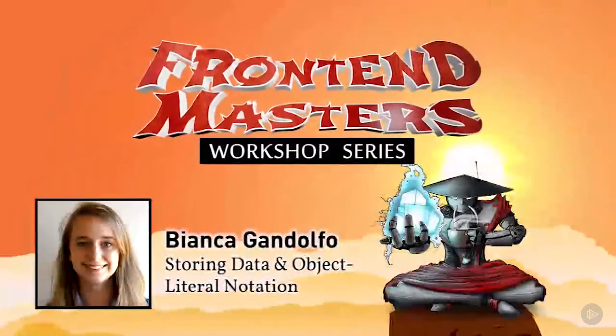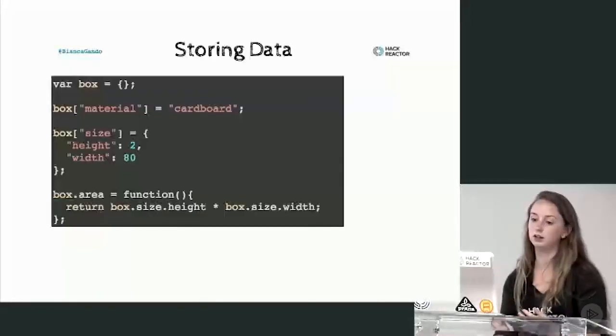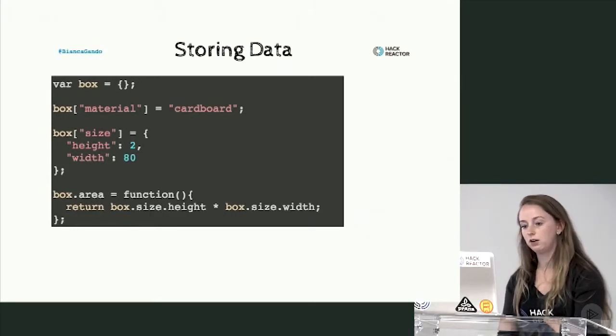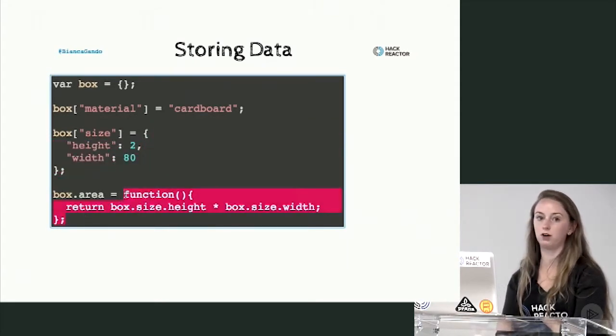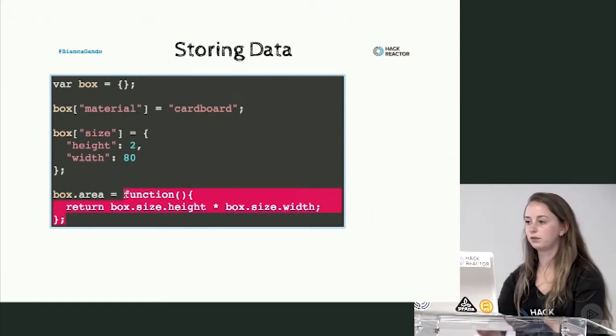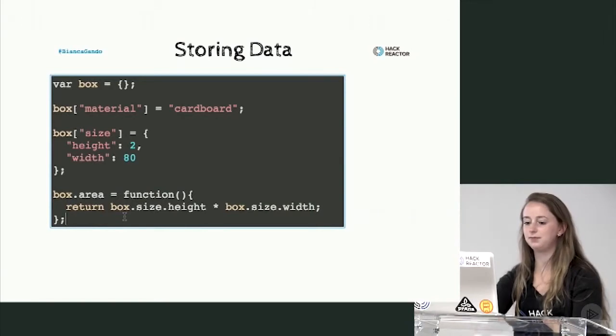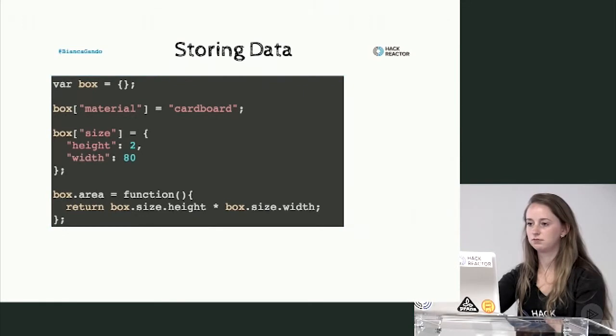One last thing I want to talk about with objects is storing data. As I mentioned briefly before, we can store anything in our object. Here, on the second line, we're storing a string, but we can also store an object, and we can also store functions. When we store functions as a property on an object, we call it a method. I'm not sure why we have to do that, but that's what we do. Any questions about that?